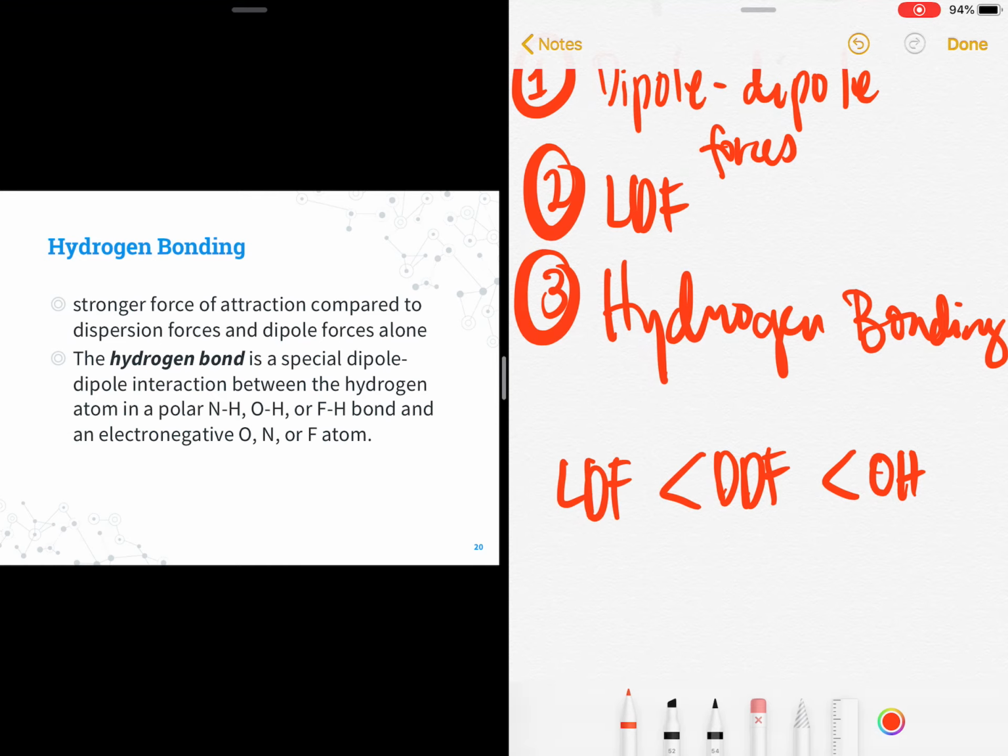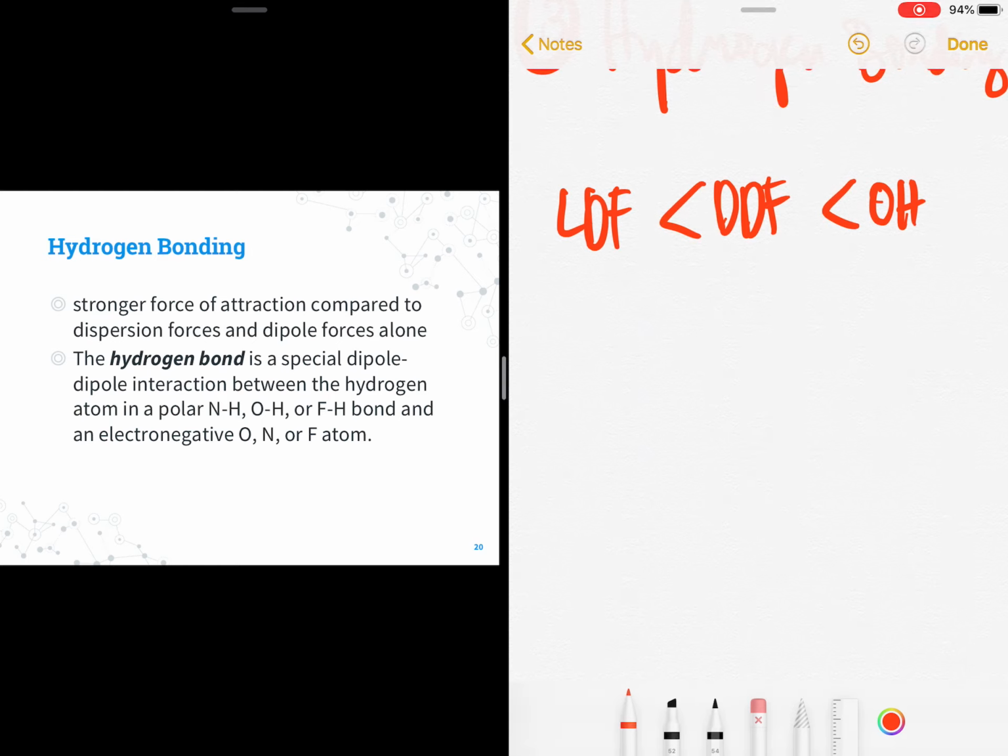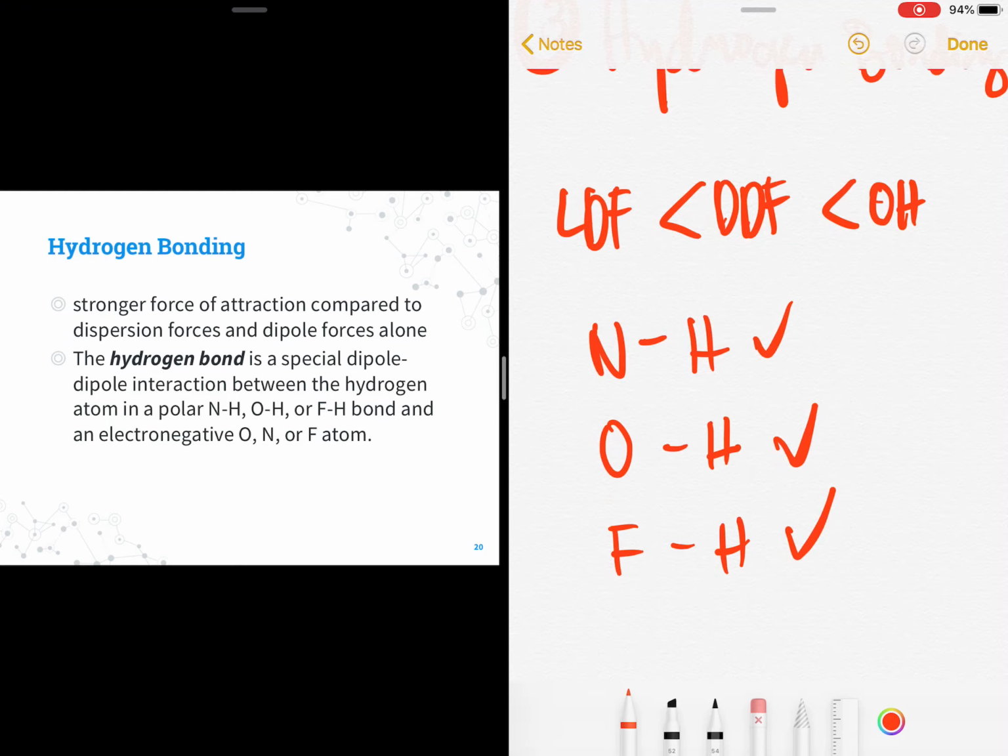So, paano mo malalaman na may hydrogen bonding? Napakadali. Basta nakita nyo si N ay nakadikit sa H, o si O nakadikit sa H, or si fluorine nakadikit sa H, automatic yan po ay hydrogen bonding.